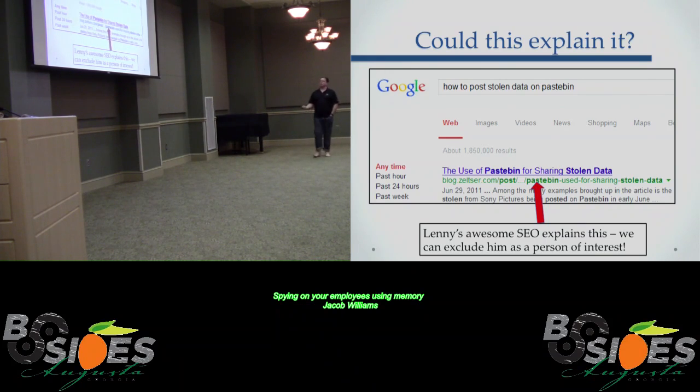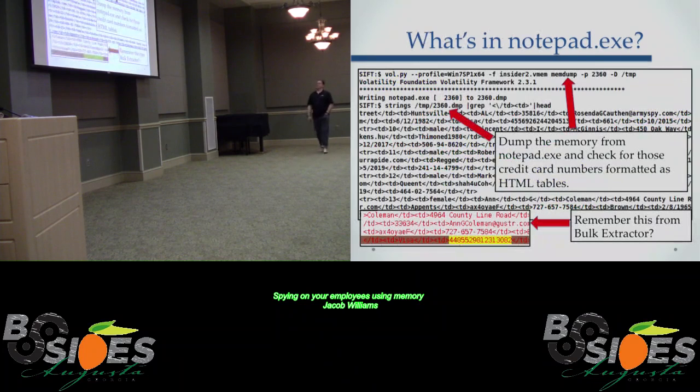So awesome SEO explains this. We can actually exclude him as a person of interest. We go investigate the page and we find out he embeds his Twitter feed in his web page. That now explains the 920 some odd entries that we saw. So we'll exclude him as a person of interest. How about the notepad? Well, it turns out that we can actually dump all of the memory from the notepad.exe, and we can confirm that those credit card numbers that we saw earlier are actually open inside of the notepad.exe.